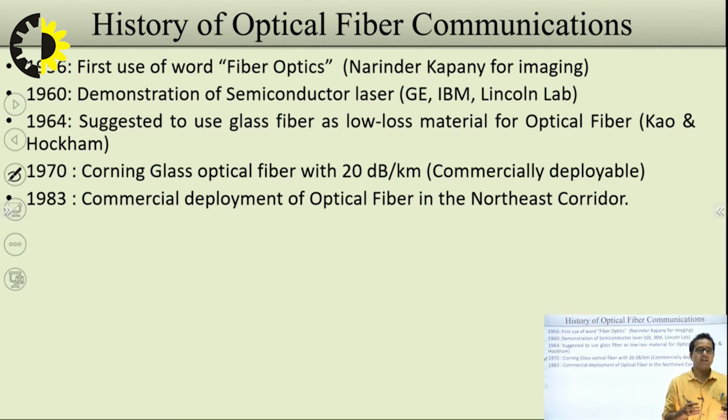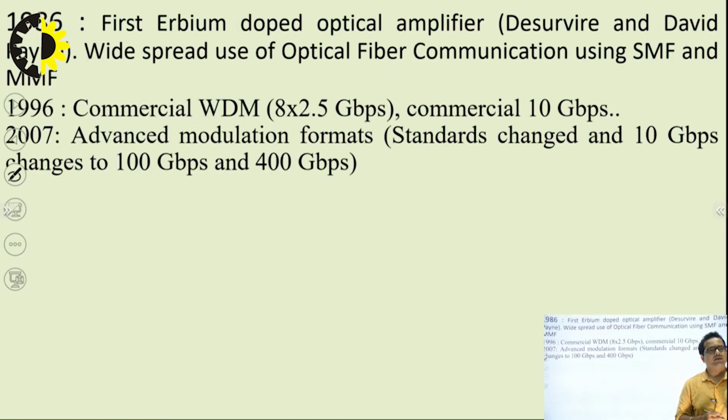Why? The question is why, if it is comparable, since we already have coaxial cable on our side. Why are we going to use optical fiber? It is only because of the very huge increase in bandwidth. With the increase in bandwidth, you can transfer more information from one point to another point. In 1983, the commercial deployment of optical fiber in the northeast corridor was done.